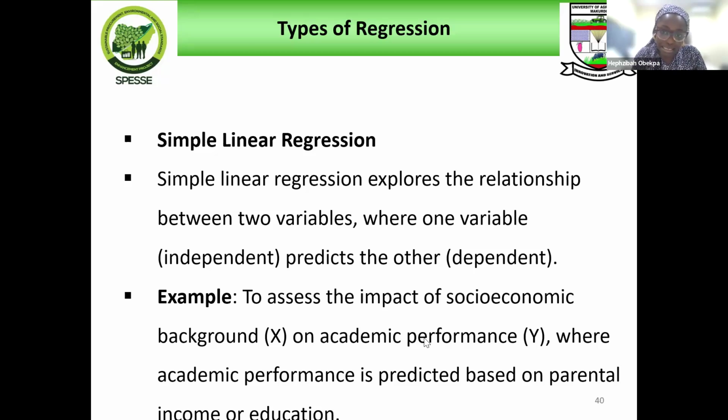An example is to assess the impact of socioeconomic background on academic performance. So we just have two variables, socioeconomic background and academic performance. I want to ask which is the dependent and which is the independent variable.